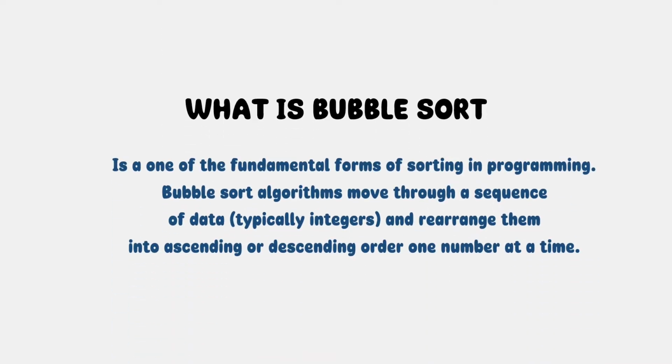Now it's about bubble sort. What is bubble sort? Bubble sort is one of the fundamental forms of sorting in programming. The bubble sort algorithm moves through a sequence of data, typically integers, and rearranges them into ascending or descending order one number at a time. Means that in bubble sort, you can choose either you want your program to be ascending or descending, depends on what you need.